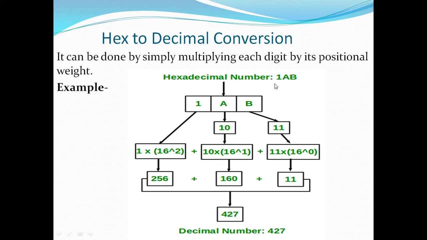So for that, suppose we have a hexadecimal number 1AB. So first step is we will convert this A and B into its decimal number. A is a representation of 10, B is representation of 11. Now we will multiply this 11 with its positional weight. Positional weight is 16 to the power 0. 11 will be multiplied by 16 to the power 0. Similarly, 10 will be multiplied by 16 to the power 1, and this 1 will be multiplied by 16 to the power 2. Simply multiply them, add them, and we got the answer. The final answer is 427. This is the decimal equivalent for this number.